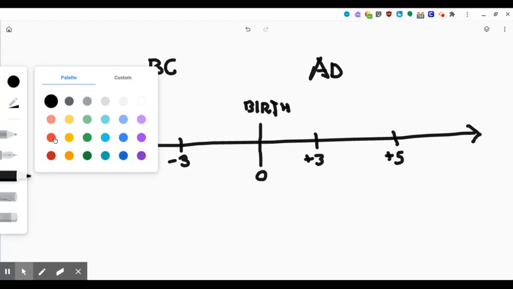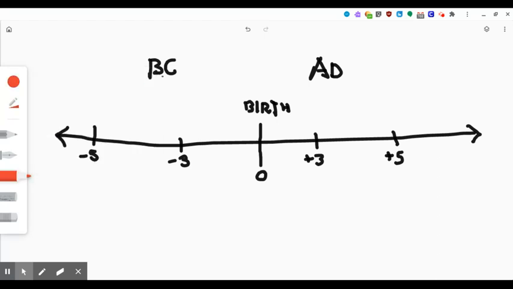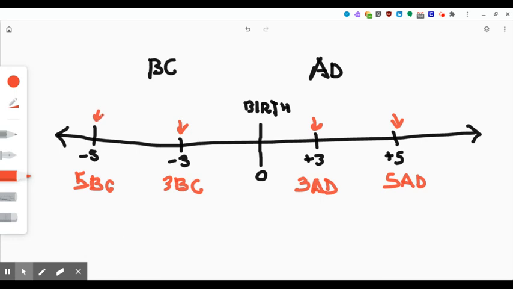So how we would go from looking at a number line to looking at a timeline is, remember, the BC years are like negative numbers. The AD years are like positive numbers. So for our case here, this would be 5 BC. This would be 3 BC. This would be 3 AD. And this would be 5 AD. Each one of these marks here, each one of these tick marks, indicates a point within our timeline.